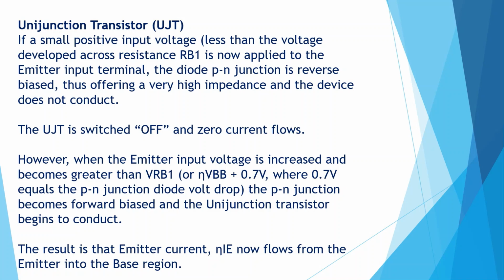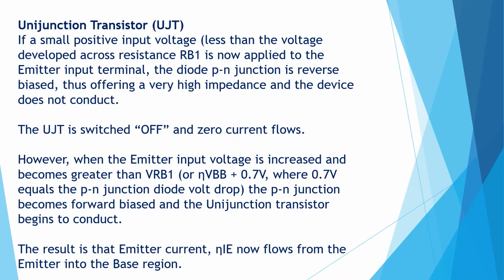However, when the emitter input voltage is increased, how much does it have to increase? It has to go beyond the voltage drop across RB1. So if the emitter input voltage is increased and becomes greater than VRB1, or we can say eta times VBB plus 0.7 volt.